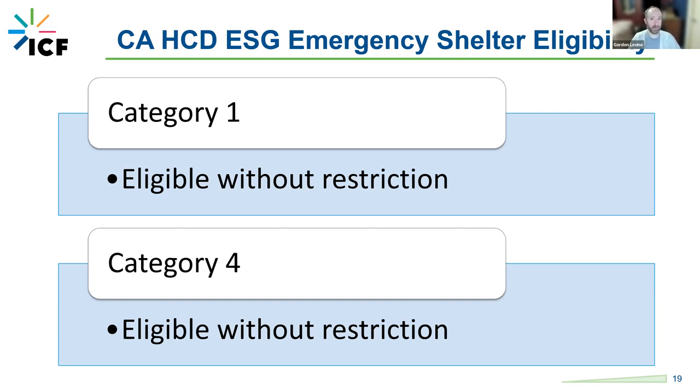Eligible without restriction. The thing that I'll say about this is that it's helpful to think about emergency shelter, unlike the other ESG components, not as having eligibility criteria, which it does, but as producing documentation of eligibility for other services. Because the barrier to getting into shelter is so low. If you show up and self-certify under either of these categories, and the self-certification barrier is low, you should be admitted to shelter if it's available.